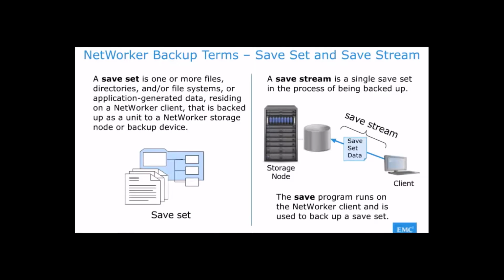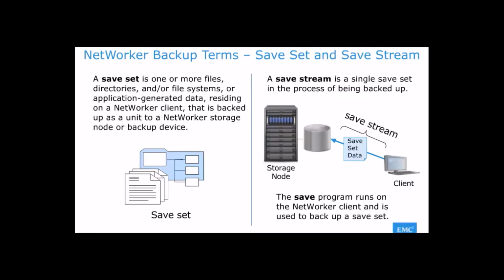A save set is one or more files, directories, or file systems, or application-generated data residing on a NetWorker client that is backed up as a unit to a NetWorker storage node and written to a volume. The save set is defined by the path entered for backup. It is common to define multiple save sets on the same client.